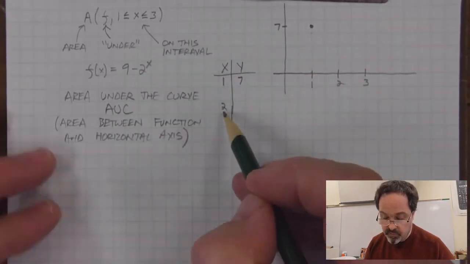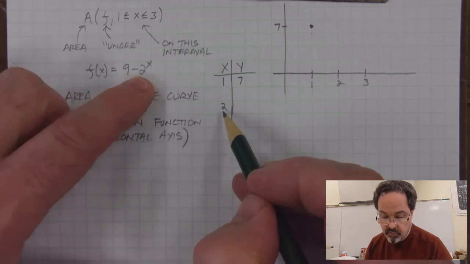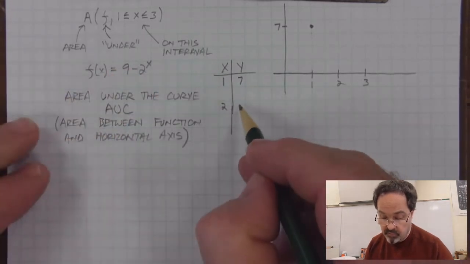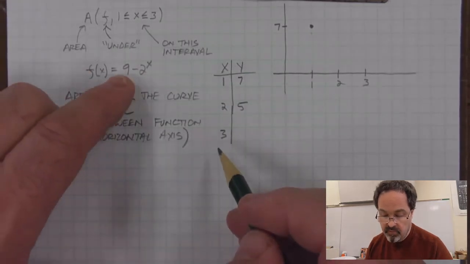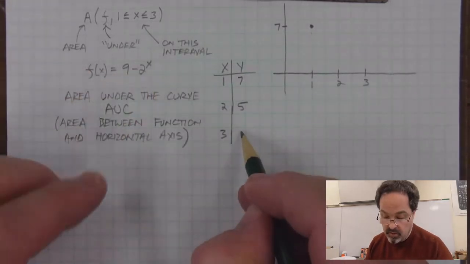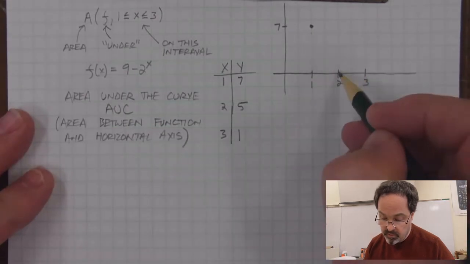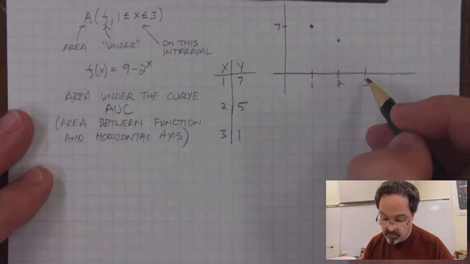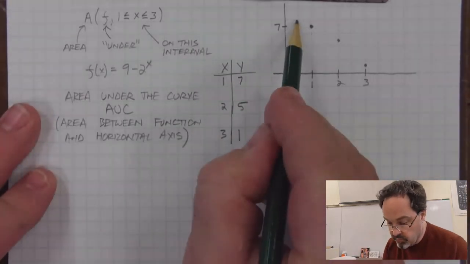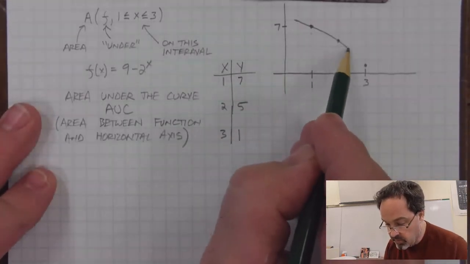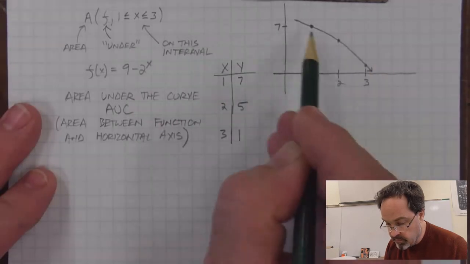At an x value of 2, I have 9 minus 2 squared is 4, so 9 minus 4 is 5. And if I put 3 into this function, I'd have 9 minus 2 to the third is 8, which gives me a y value of 1. Those 2 points are here and here. And my curve, which is f, looks approximately like this.